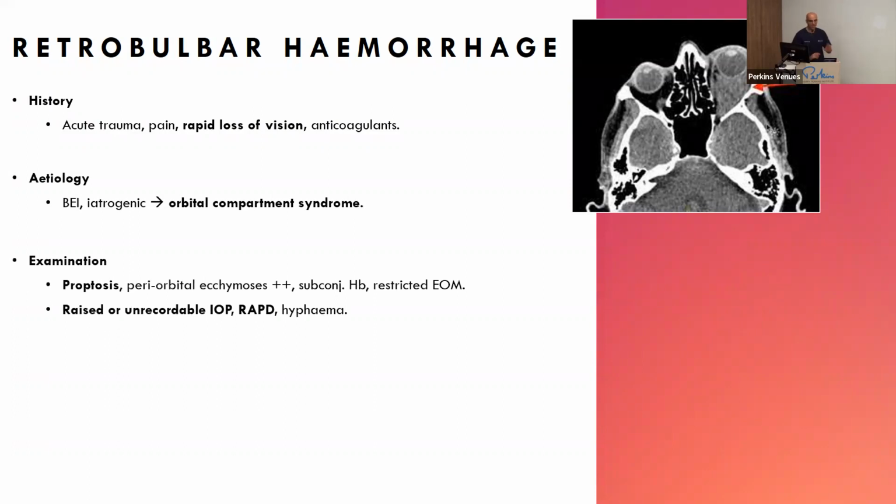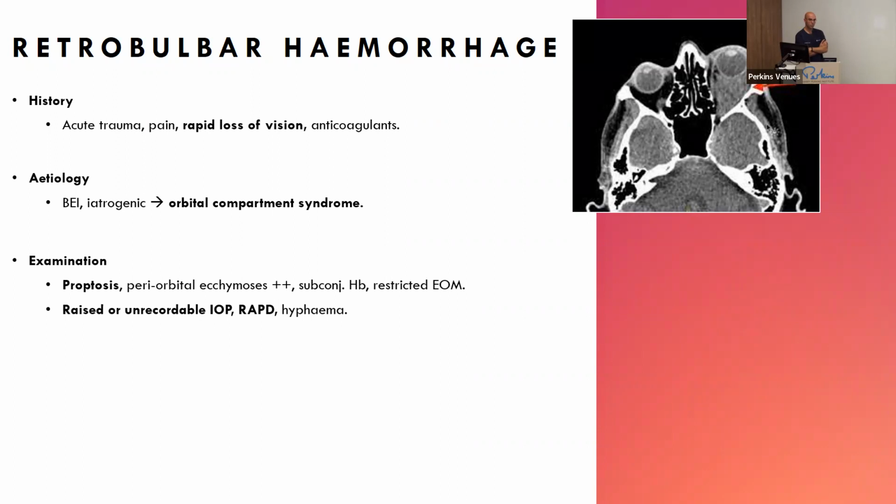The key things here are the proptosis. There'll be lots of hemorrhage and also restricted extraocular movements. That's what EOM is. Because in a sense, the eye becomes frozen by the volume of blood that's in there and the resulting ischemia to the optic nerve and to the muscles. The intraocular pressure can be unrecordable. It can be so high that it's unrecordable.